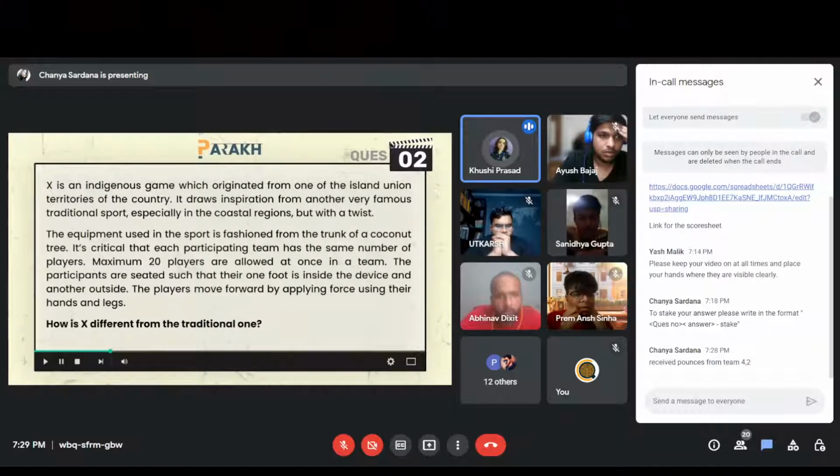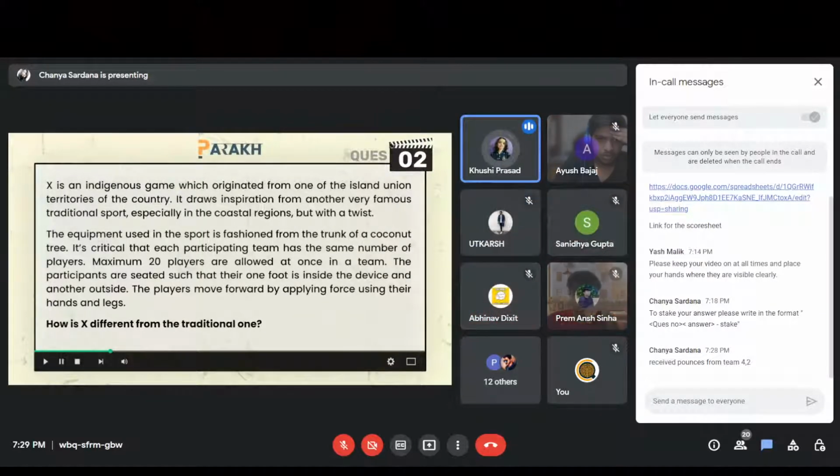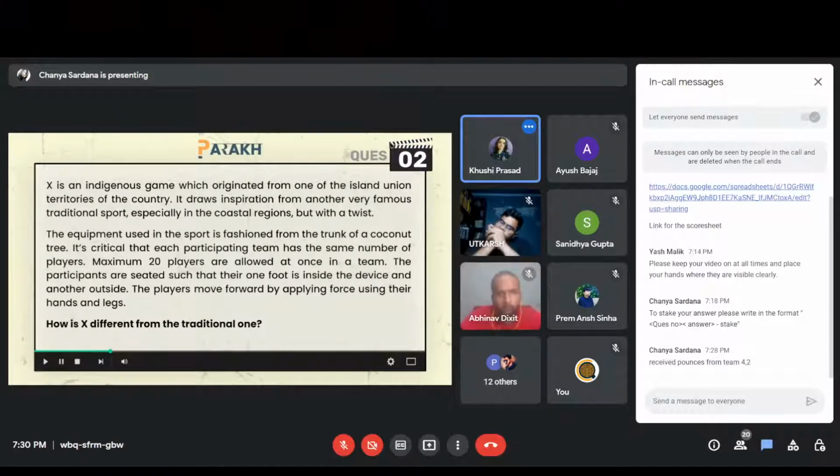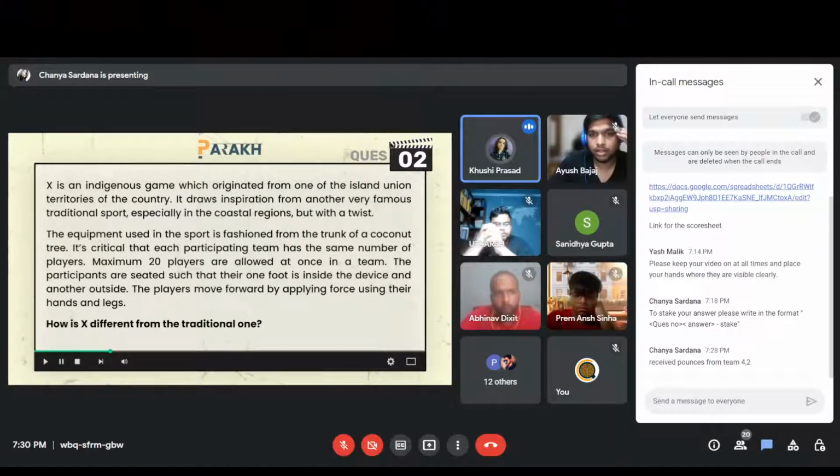This is an indigenous game which originated from one of the island union territories of the country. It draws inspiration from another very famous traditional sport, especially in the coastal regions, but with a twist. The equipment used in the sport is fashioned from the trunk of a coconut tree. It is critical that each participating team has the same number of players. Maximum 20 players are allowed at once in a team. The participants are seated such that one foot is inside the device and the other outside. The players move forward by applying force using their hands and legs. How is X different from the traditional game? Direct for team 2, and the pounce window is now open.